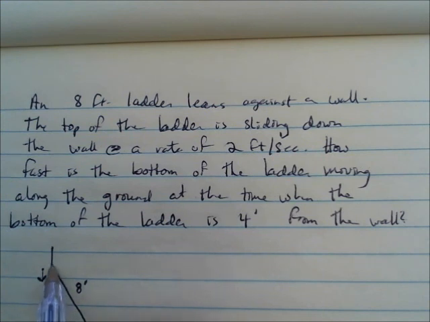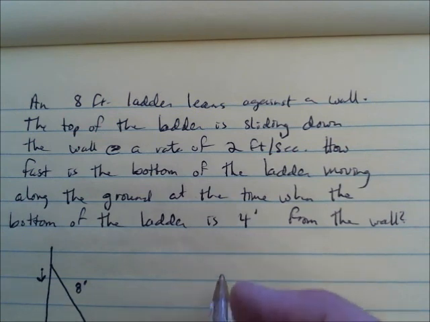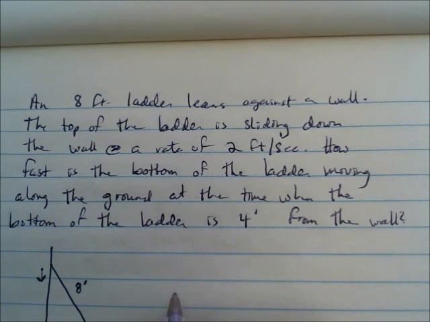So as the ladder gets further and further down the wall, the rate that the ladder is moving in the x direction is changing. It's getting faster and faster. Well, we'll see that when we plug in some numbers here. So what we have to do is start labeling the things that are changing and the rates that we're encountering.